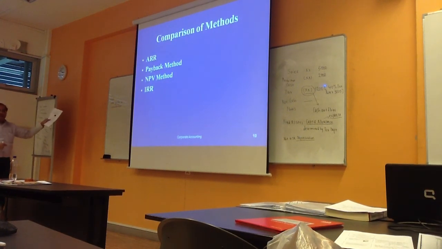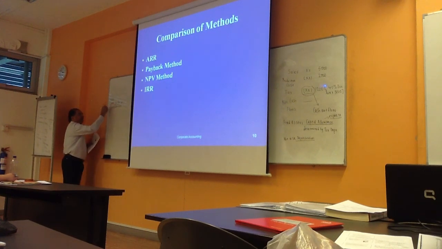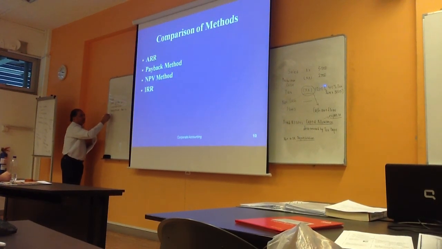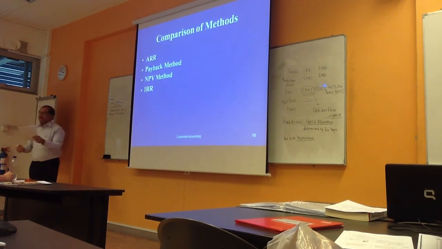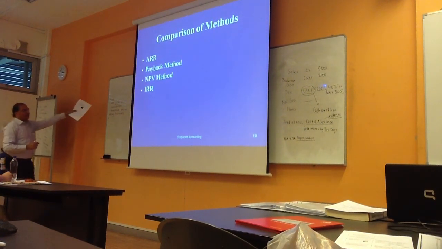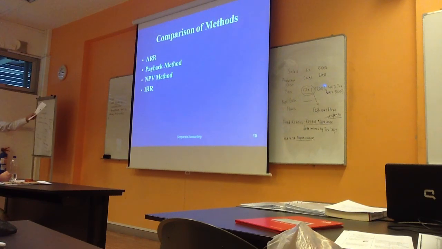And because it uses profit numbers, we all know that profit numbers can be subjective, due to using the accruals concept. So profit numbers are not preferred, especially by investors. They do not like to use profit numbers in evaluations. So this method, ARR, is the method that will be least preferred at the end, because it is using profit in calculations.